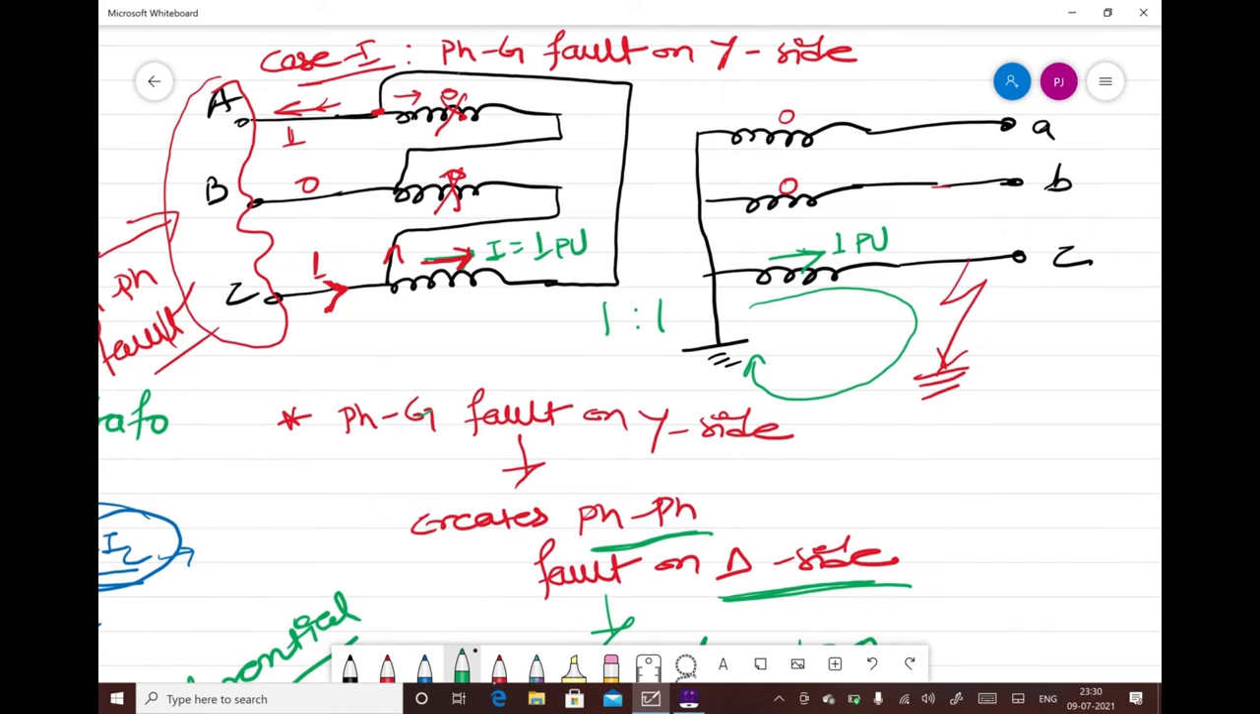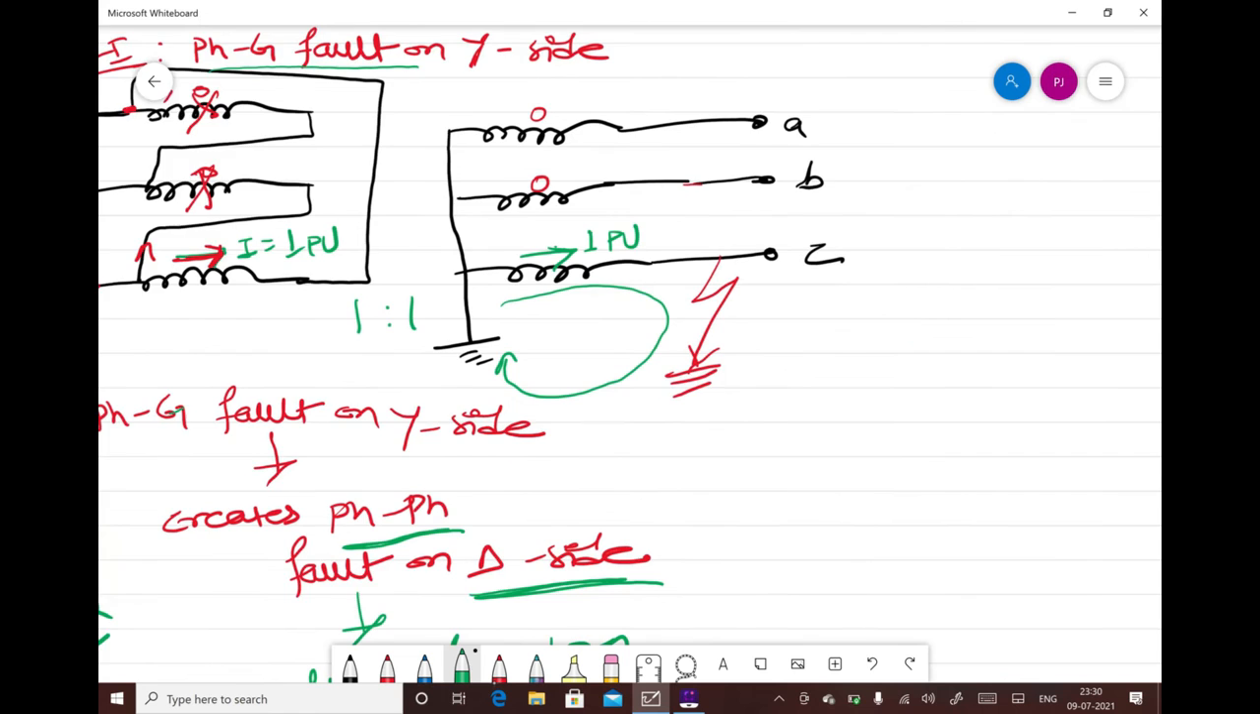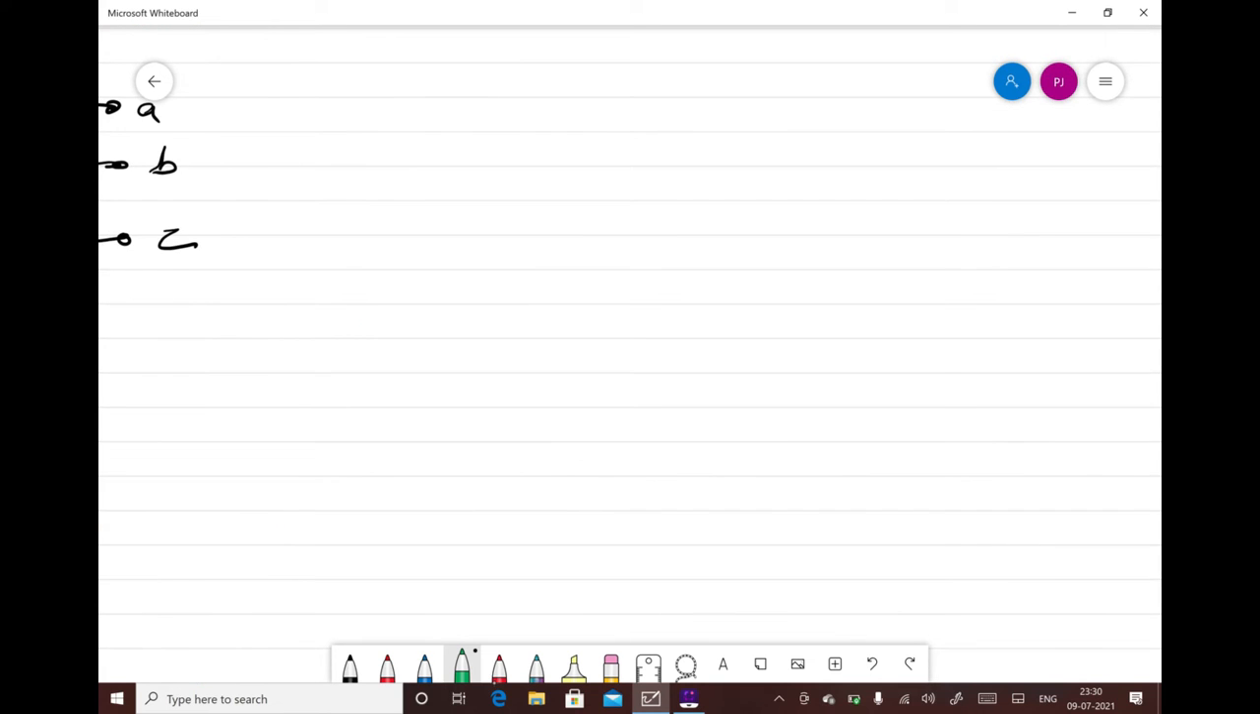We have discussed this first case of phase to ground fault on a star side. Now the second case is the phase-to-phase fault. This is case 2, which is phase-to-phase fault on a star side.